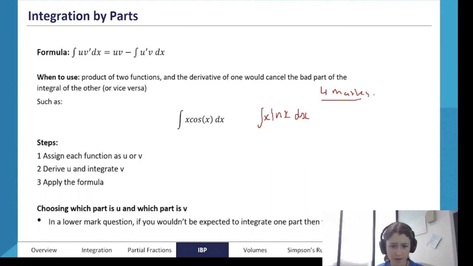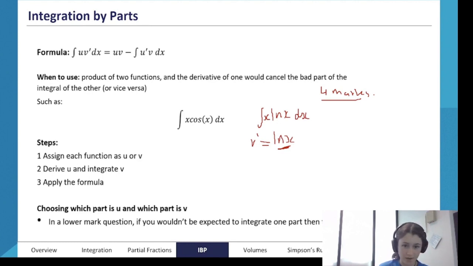So because of that, it's unlikely that the thing you want to be v is going to be ln x, because we don't have a formula for integrating ln x. That means you have to do some other form of integration, some other method that we've learned, as a subsection of already doing integration by parts. And because of that, it's unlikely that this is going to be the thing that you have to integrate.